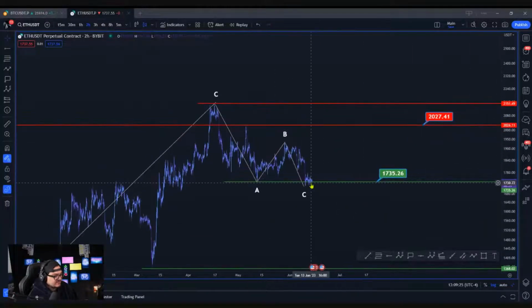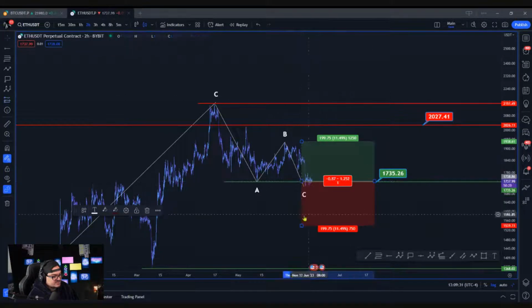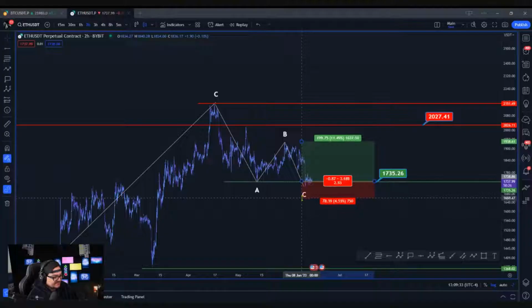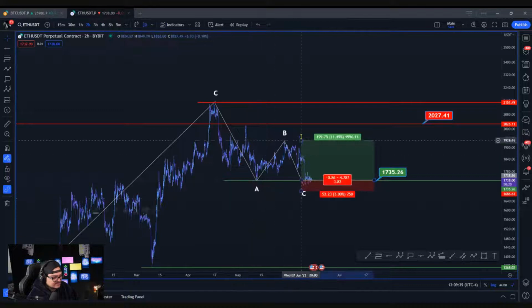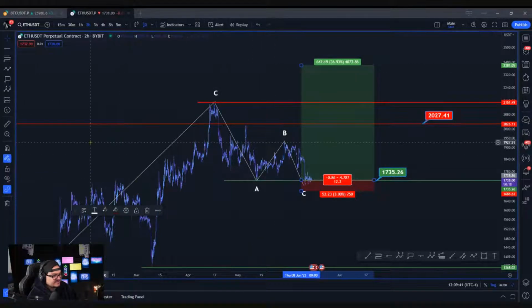So regardless, if you want to take that long position, I think that's a solid setup. Or if you're still holding shorts from 2032, definitely keep in mind the larger picture of what could happen, and let price decide what it wants to do and ride the wave.